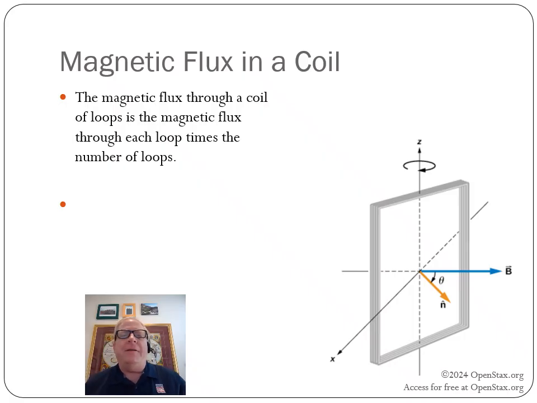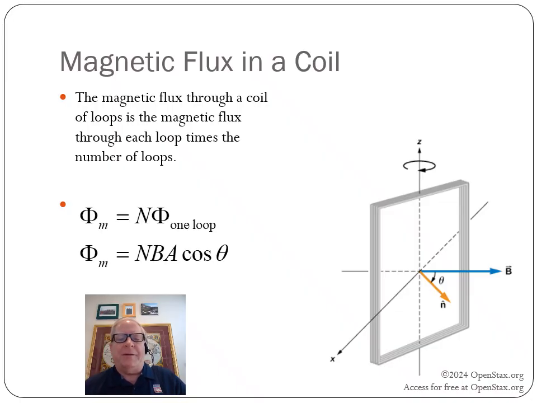Now, very often in our study of magnetic flux, we're going to be concerned with how much flux penetrates the area surrounded by a coil of wire. And so a coil of wire has more than just one area that the magnetic field goes through. So the magnetic flux through a coil of loops of wire is just the magnetic flux of each loop multiplied by how many loops you have. So something like this.